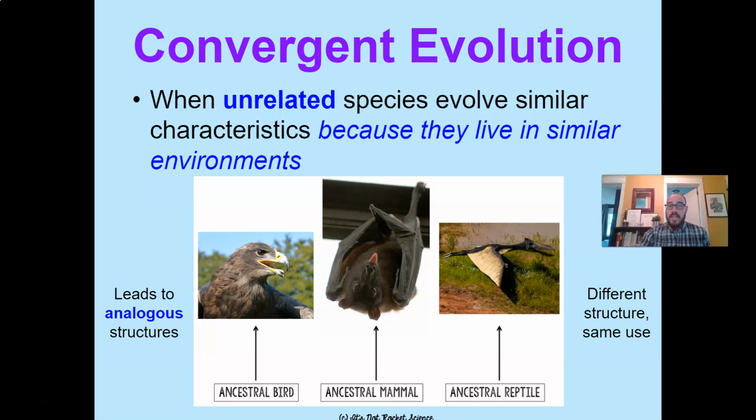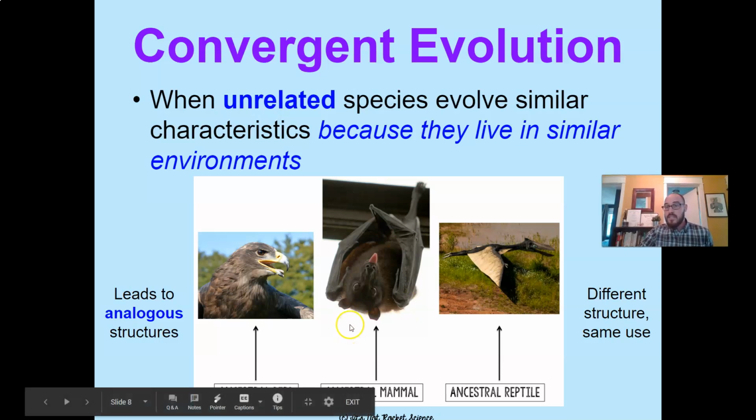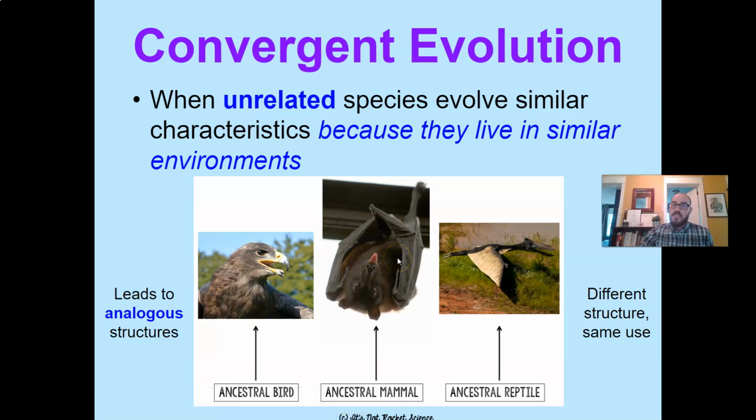You have a bird that has a certain lineage, and guess what? It's developed wings. You have an ancestral reptile that led to flying reptiles like pterosaurs, and they also developed wings. And then you have an ancestral mammal that also developed wings in the case of a bat. So these don't share a recent common ancestor. If we go back far enough, they share the common ancestor that all Animalia share, but their last common ancestor was a long time ago, and that common ancestor didn't have wings.